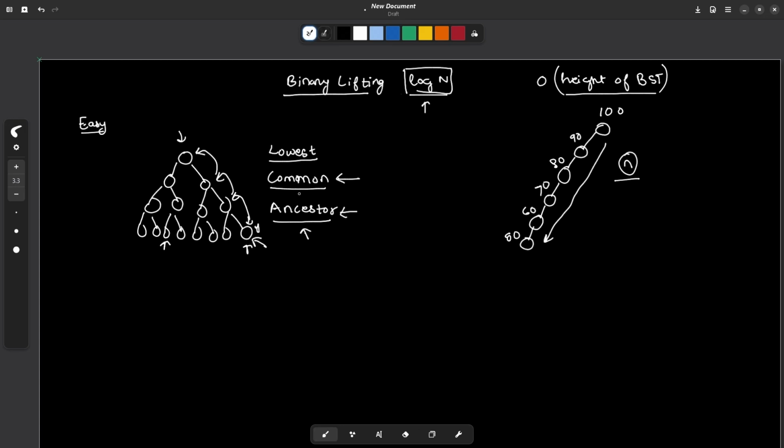Now we have to find an ancestor such that it is common between them, and we have to find the lowest one among them. I hope that you were able to understand what is common and what is an ancestor. We'll see with the help of some examples what we mean by lowest.